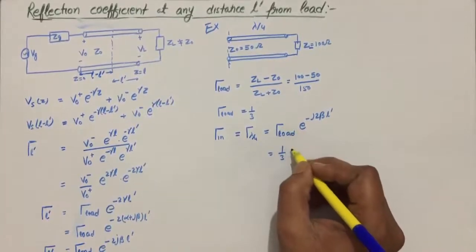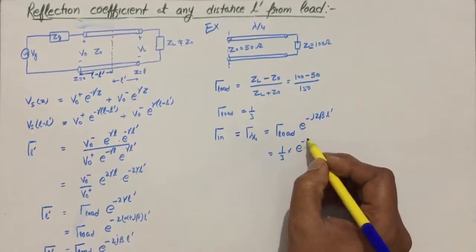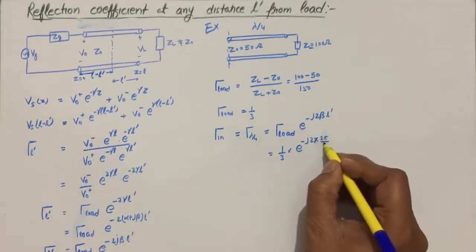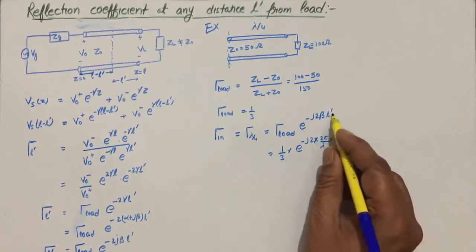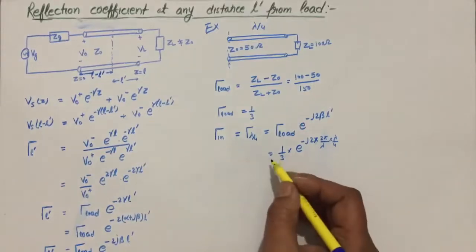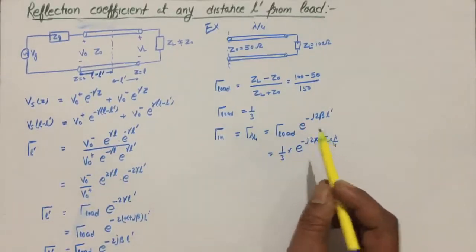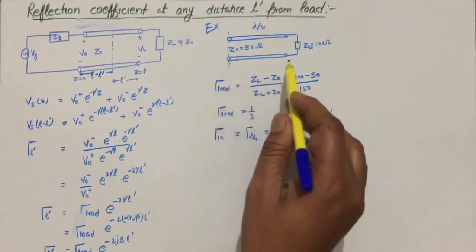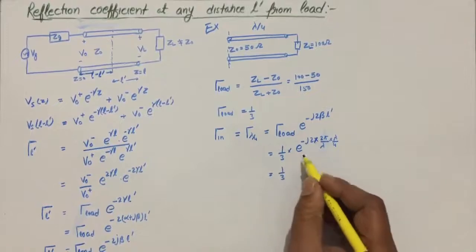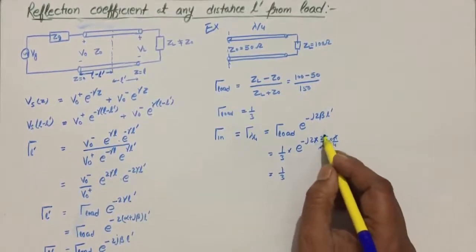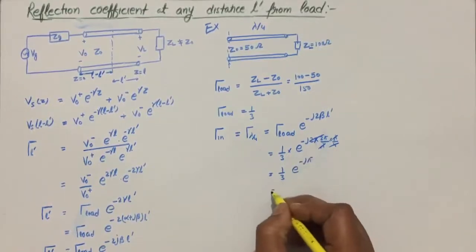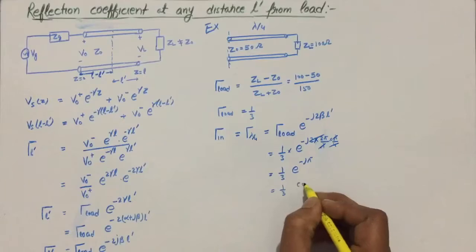The reflection coefficient at the load we know, and e to the power minus j2 beta L dash, where the formula for beta is 2 pi by lambda. However, the length L dash is equal to lambda by 4. So now this will be the reflection coefficient at a distance lambda by 4 from the load side. So we can say 1/3, lambda will be cancelled out, 4 will be cancelled out, e to the power minus j pi.